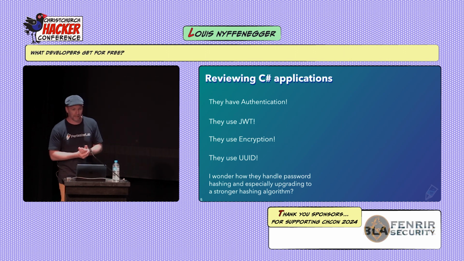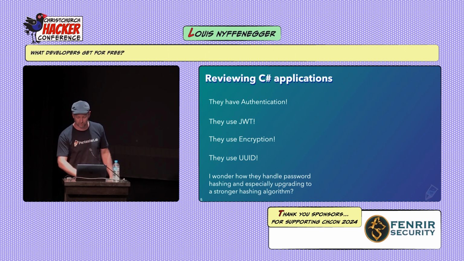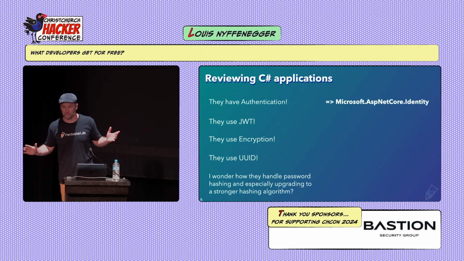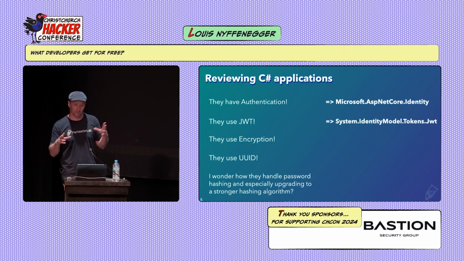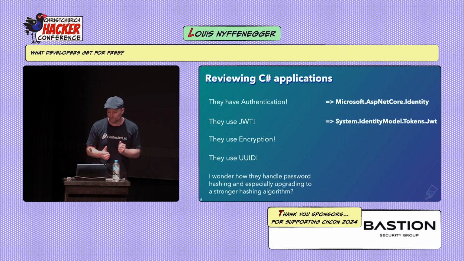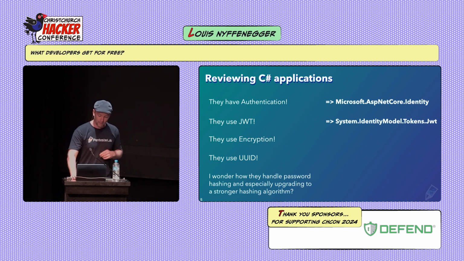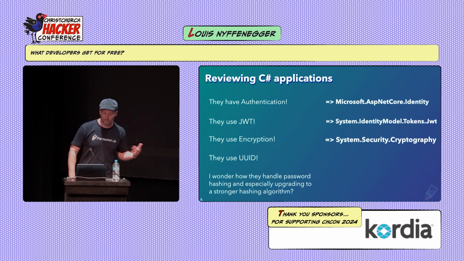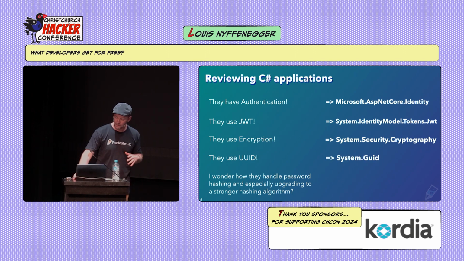So I start doing source code review, I get a new code base, and I'm very excited. Oh, they have authentication: Microsoft ASP.NET Core Identity. So they don't write authentication, they get it for free. Oh, they use JWT, and if you have heard me speak before, you know that I love JWT. Same thing, System.IdentityModel.Tokens.Jwt. Again, something that comes kind of for free from Microsoft. They use encryption. Oh, System.Security.Cryptography, again for free from Microsoft. They use UUIDs, and a lot of people tend to get their UUIDs wrong.